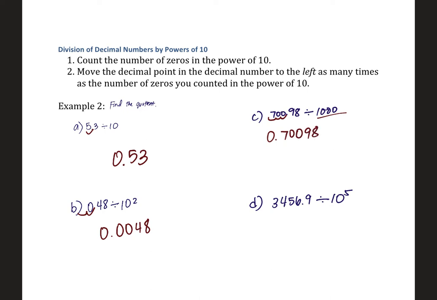0.70098. Lastly, we have dividing by 10 to the 5th power. So I'm going to move the decimal point 5 times to the left. 1, 2, 3, 4, 5. Fill in that extra 0. 0.0345669.